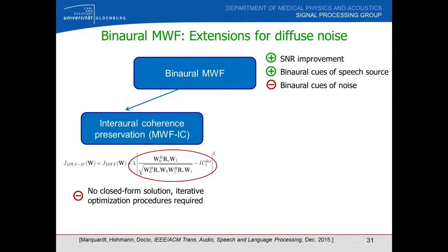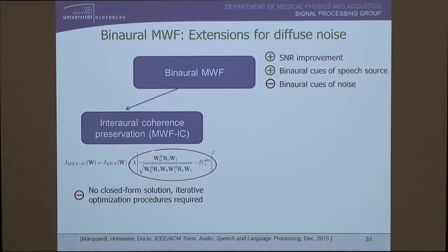So on the one hand, we've extended this, since we wanted to preserve, for example, for diffuse noise or a diffuse noise-like environment, the interaural coherence. We've added some extra terms to this cost function. Here, this is really the coherence of the output, and we wanted to have it as close as possible to some desired coherence. This looks like a complicated cost function. It is also complicated. It was good for a paper, but maybe not to implement in practice.